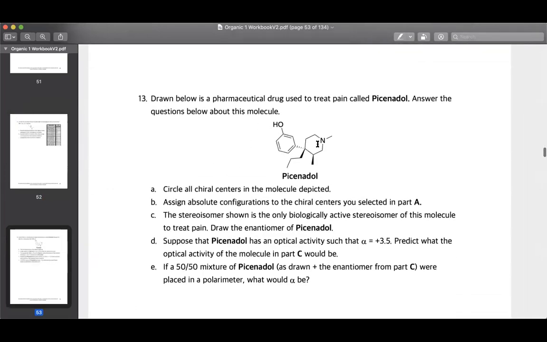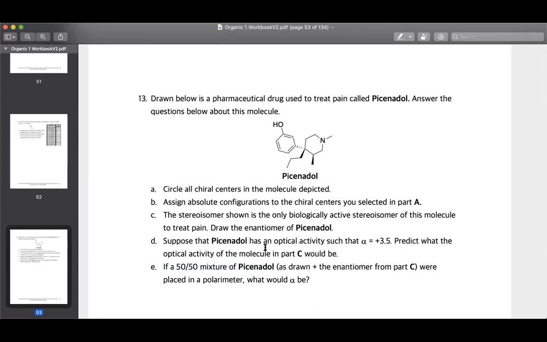This is a great question we wrote. I would also know how to do this one. This one seems very similar to isoleucine. Actually, let's just talk about E real quick. If a 50-50 mixture of this structure and its enantiomer that we drew from another step were placed in a polarimeter, what would alpha be? Okay, so let's think about that.